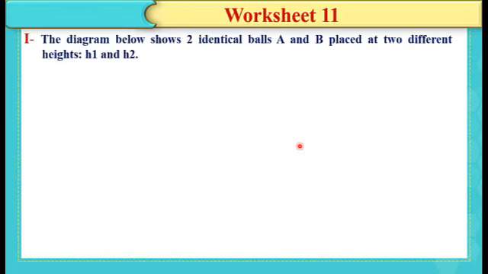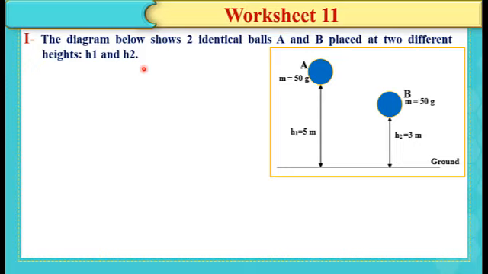Please open your booklet on worksheet 11. The diagram below shows two identical balls A and B placed at two different heights, h1 and h2. What is the controlled variable in this experiment? Very good, it is the mass of the ball, since mass of ball A and B is equal to 50 grams. What is the manipulated variable? Very good, it is the height of the ball from ground.